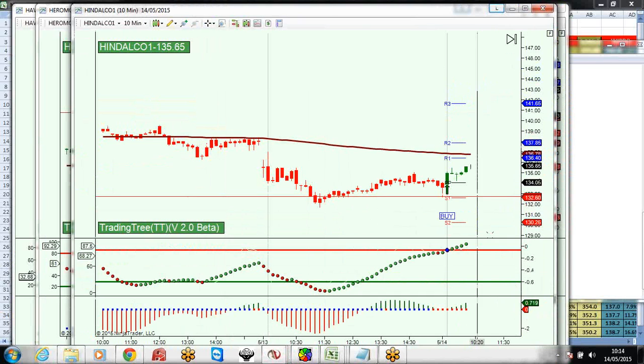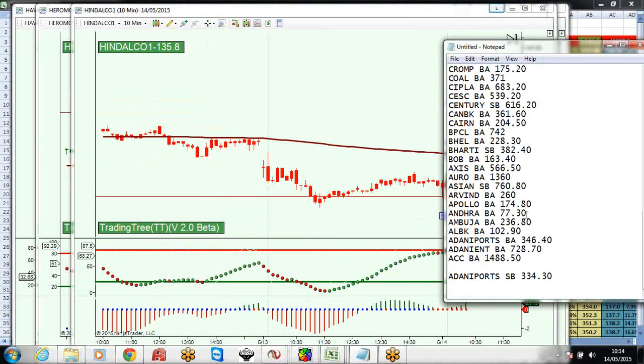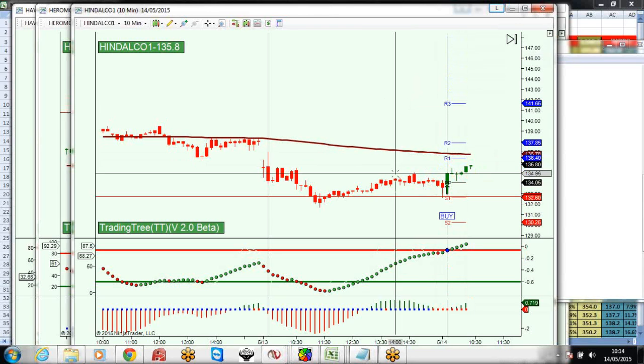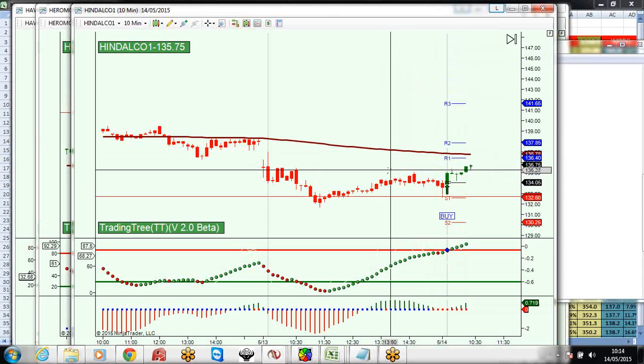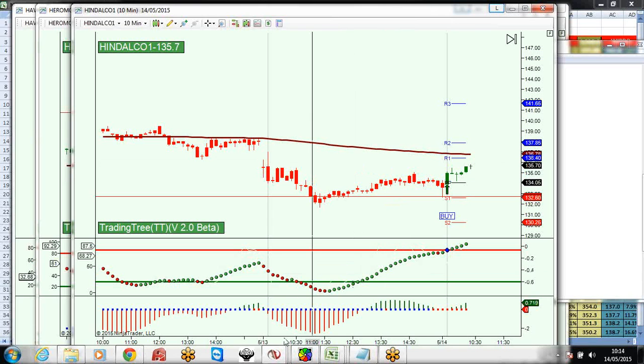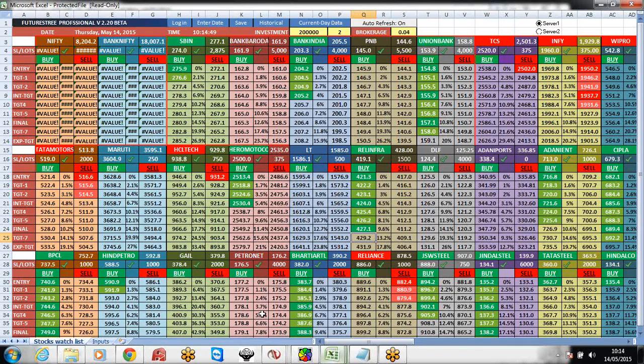So Hindalco 135. Our buy for Hindalco was, I think I already told you. So you can book a profit at 138, 136.20. So we have this buy call here in Futures also.